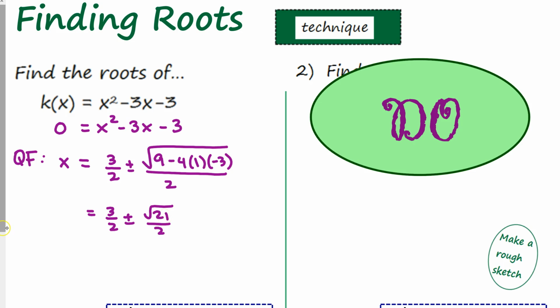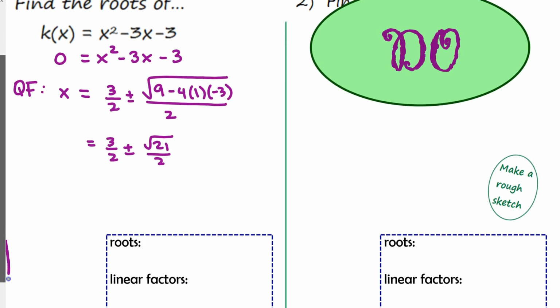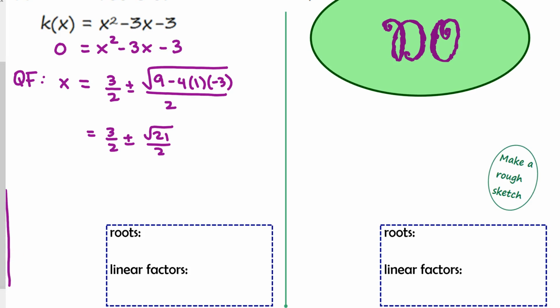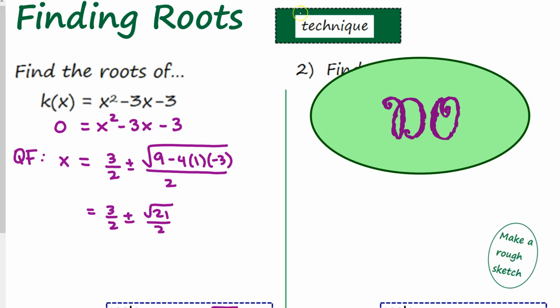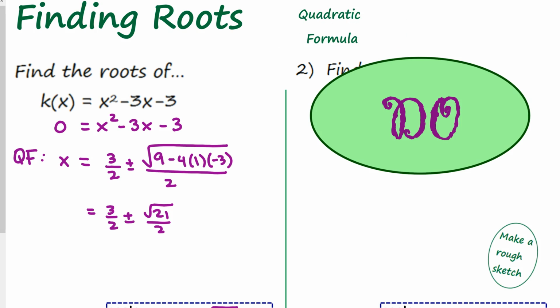Now, these are real, so they are x-intercepts, but they're not rational. That's okay. They could still be graphed if we were graphing the function. We can still list them as roots. If you were graphing, you would approximate these. You would put these in your calculator. We don't have linear factors because we weren't able to factor it. Okay, so let's see. Our technique there was the quadratic formula.